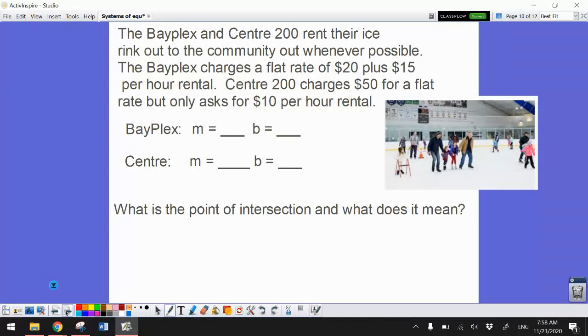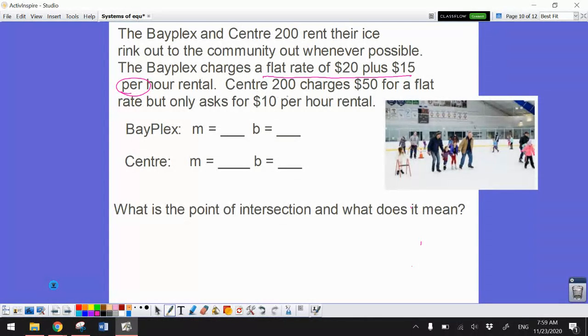The Bayplex and the Center 200 rent their ice rink out to the community whenever possible. So Bayplex charges a flat rate of $20 plus $15 per hour. I think those are important, so I'm going to go ahead and underline that. And I see a per there. That's important because per, each, and every kind of triggers that slope.